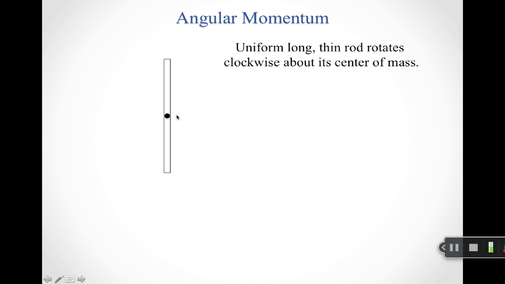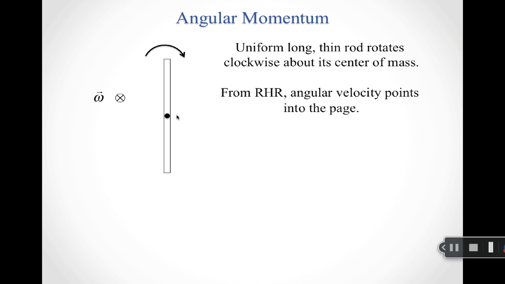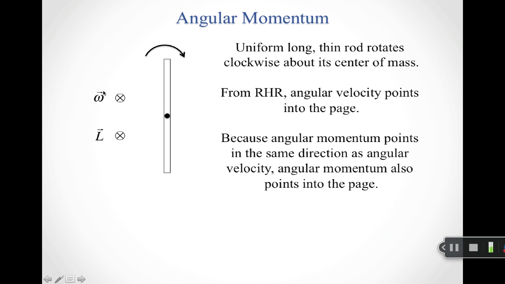So if I think about a uniform long thin rod that's able to rotate clockwise about its center of mass, there it goes. Well, I know from my right hand rule that if I take the fingers of my right hand and curl them clockwise, my thumb has to point into the page, so that tells me that the angular velocity points into the page. And our equation tells us that if the angular velocity points into the page, then the angular momentum also has to point into the page, because those two things point in the same direction.